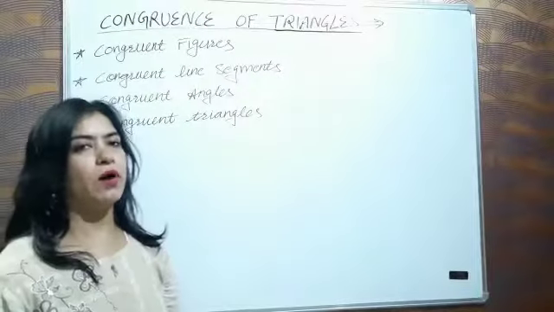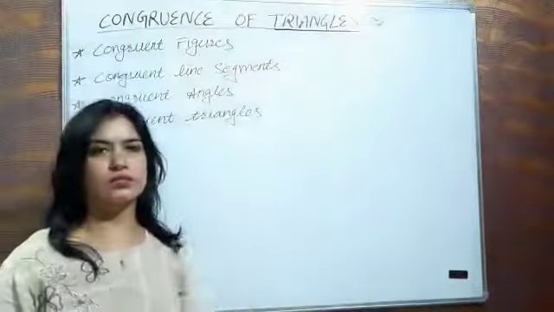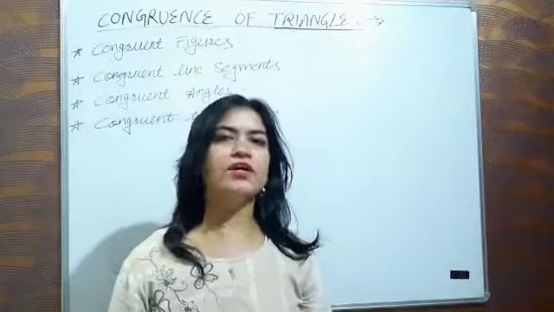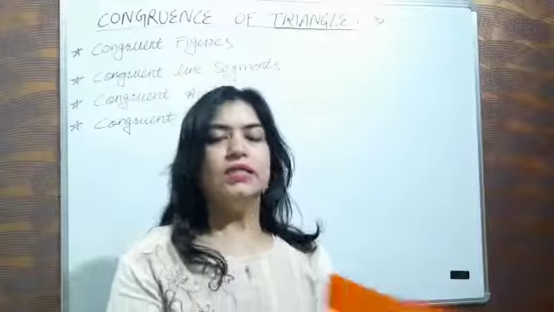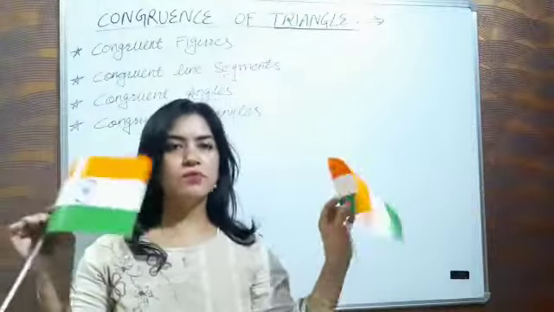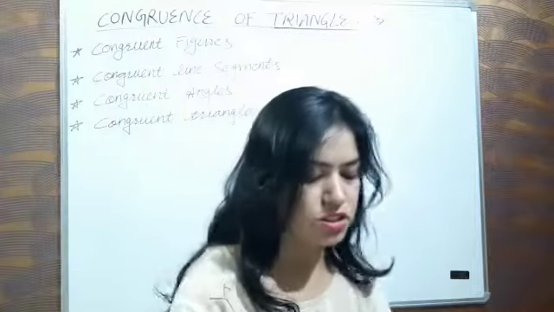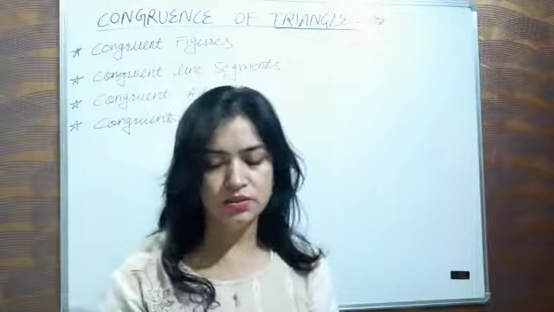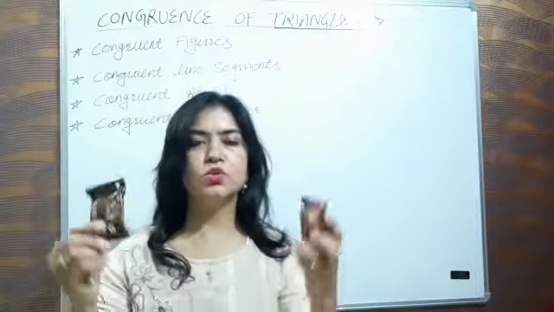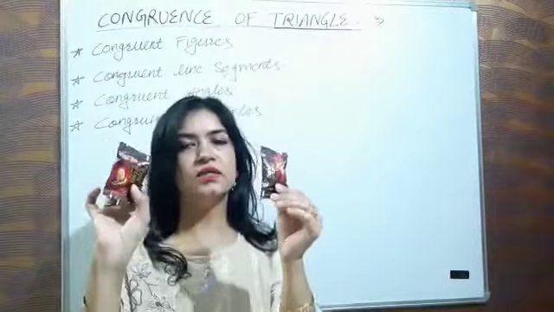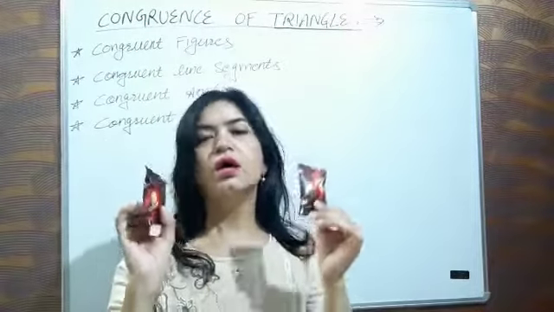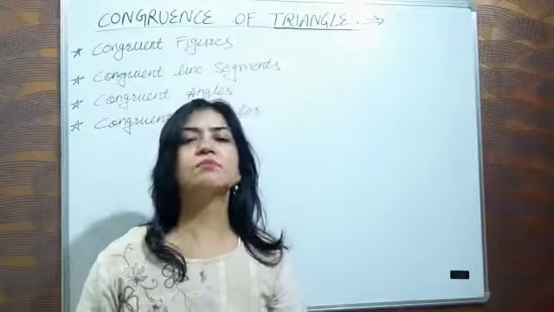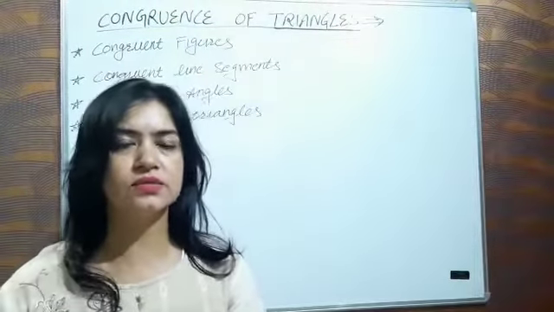Today we will learn about congruence of triangles. We all are surrounded by so many things which are similar to each other. These two flags, these are similar to each other, right? These two markers, these are similar to each other. And these two packets of biscuits, these are similar to each other. Now the question is, what is the similarity between these flags, markers and these biscuits?